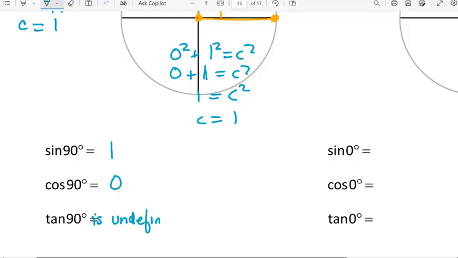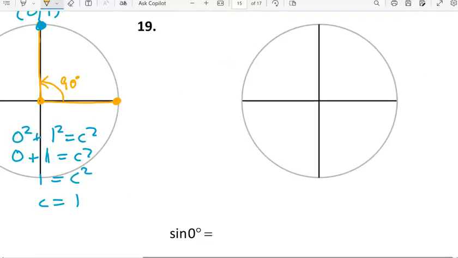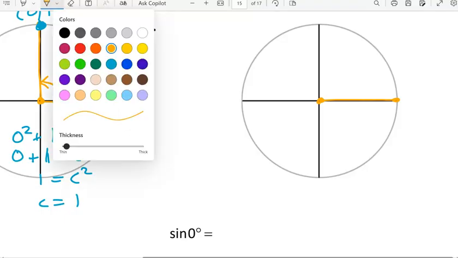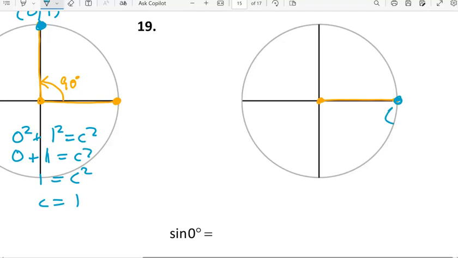Technically, we don't say equals undefined, so to better say that, we're just going to change that equal sign to an is. In 19, we have a 0-degree angle, which means there is no rotation, and terminal and initial sides will be the same. The endpoint of that initial or terminal side is 1, 0. So that means that A, our adjacent side, is 1, and B, our opposite side, is 0, and C, our hypotenuse, will be 1.